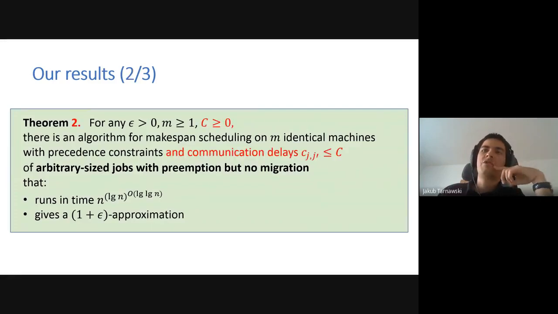And moreover, if you have communication delays, then, okay, again, for any constant upper bound on the communication delays, we give an algorithm that runs in that time. And C is hidden somewhere in here, okay?